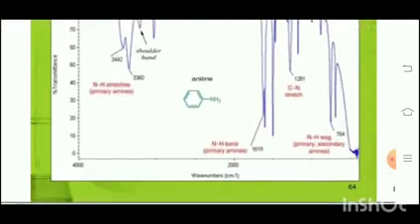It is a typical FTIR spectrum, plotted between percentage transmittance or absorbance versus wave numbers. Already we have seen in the initial introduction itself, the wave number of normal organic compounds can be studied from 4000 centimeter inverse to 200 centimeter inverse.